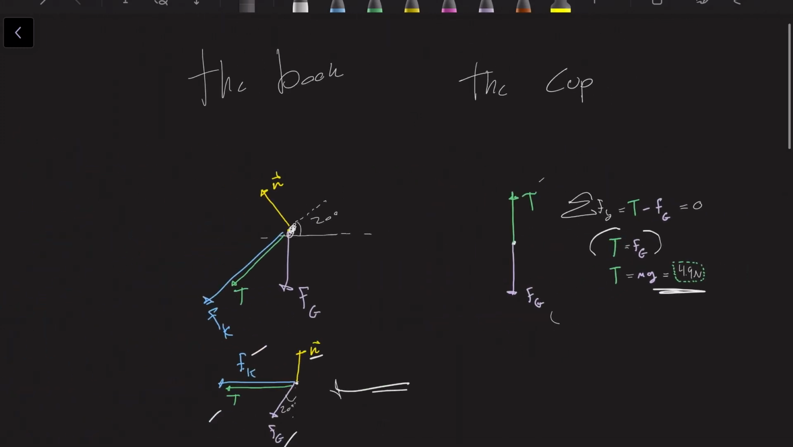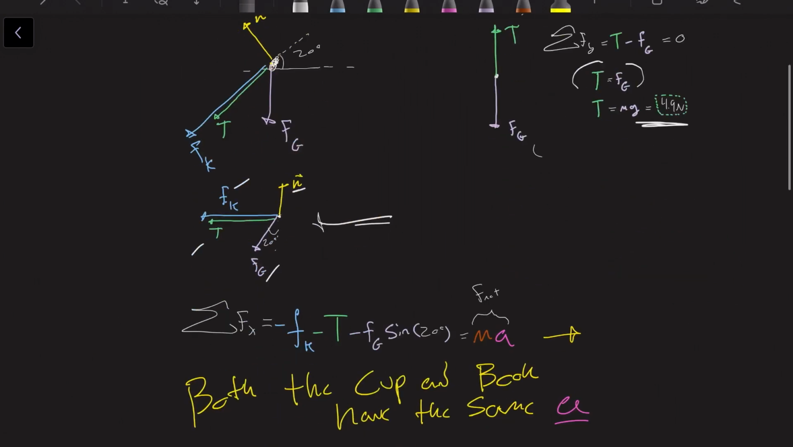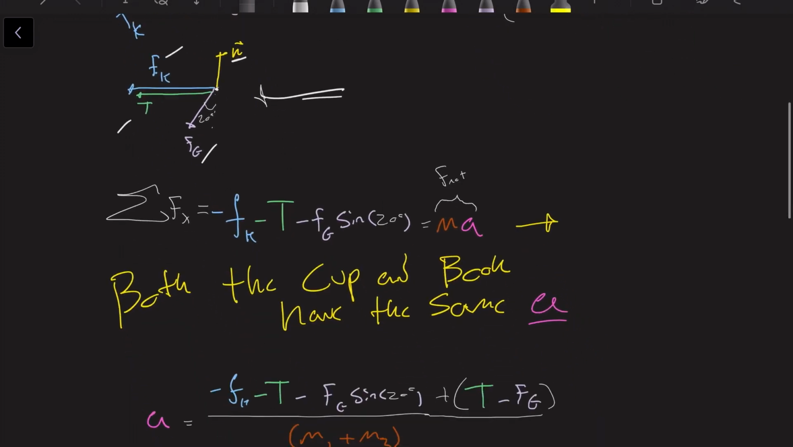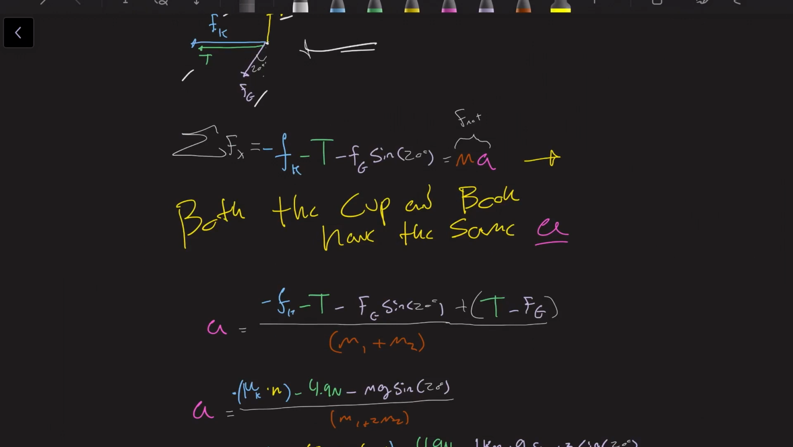Now that we've summed the forces for the coffee cup, we have an idea what tension should be. We can now sum for the book. The book will be accelerating. We've given it some push, it's in motion, and it'll be slowing down. So we have our friction force, which is negative, our tension force, which is also negative, and the x component of our gravitational force, which is also negative. That gives us some net force. Both the book and the cup should have the same a.